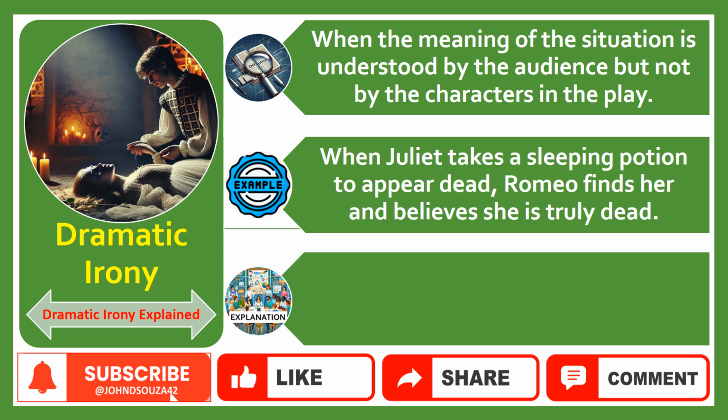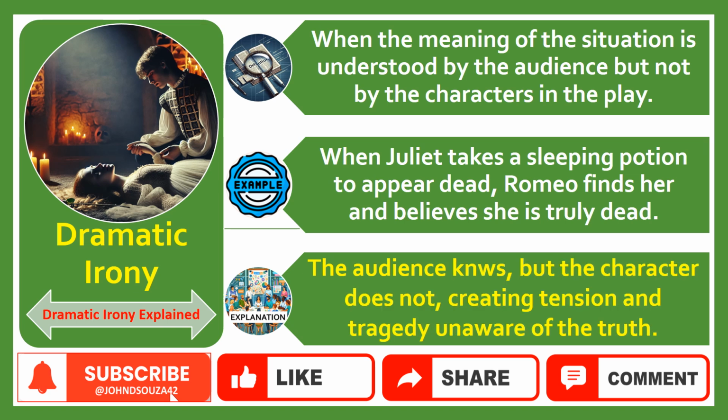Thirdly, dramatic irony occurs when the audience knows more about the situation than the characters. For example, when Juliet takes a sleeping potion to appear dead, Romeo finds her and believes she is truly dead. In the example, the audience knows, but the characters do not, creating tension and tragedy unaware of the truth.